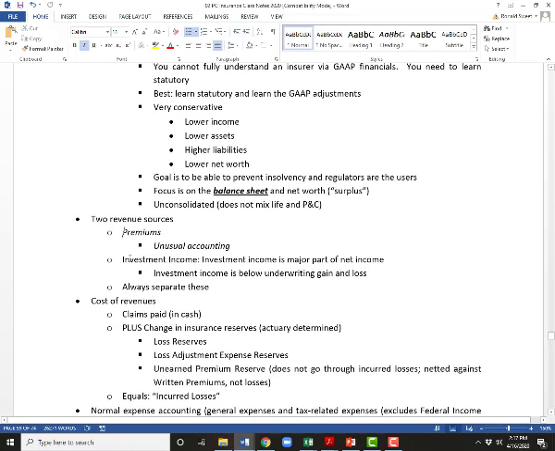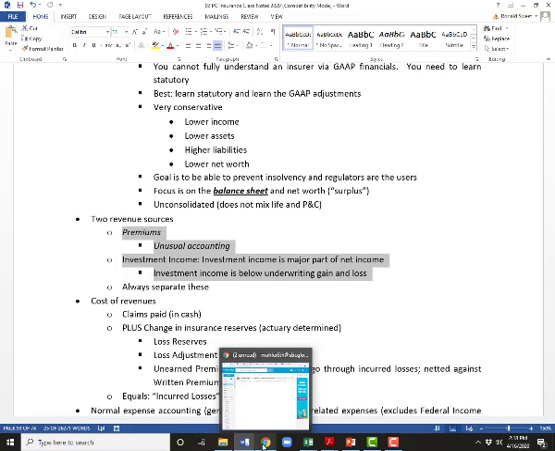And we always separate these. Now, life and property and casualty are a little different here. For life insurance, they show the premiums, and then they show the investment income next. Property and casualty, they show the premiums, then they show the losses and underwriting, and they have an underwriting gain or loss, and then they do the investment income separate. So it is a little bit different between P&C and life, but both of them clearly separate premium income versus investment income.